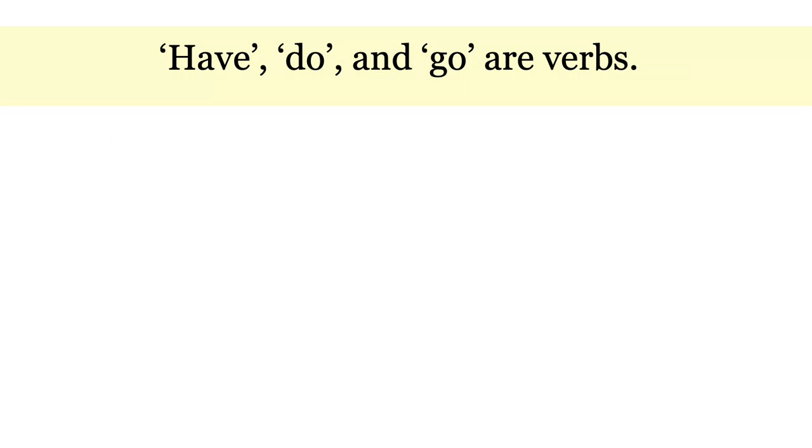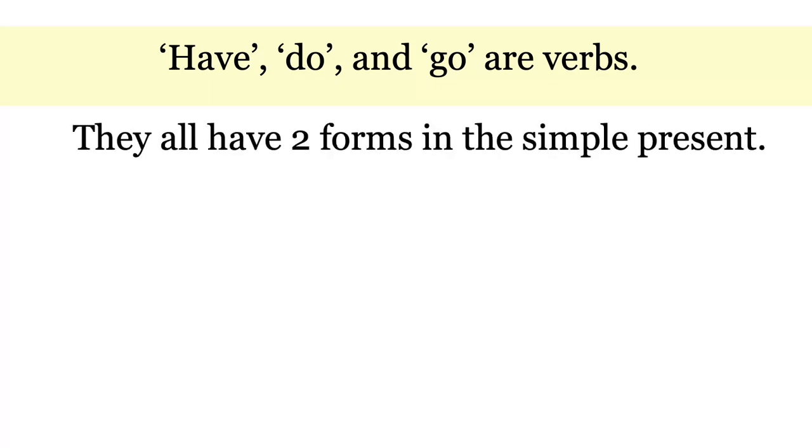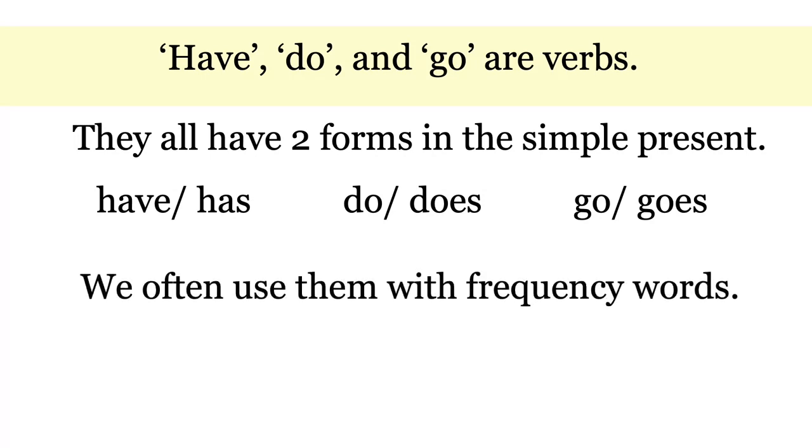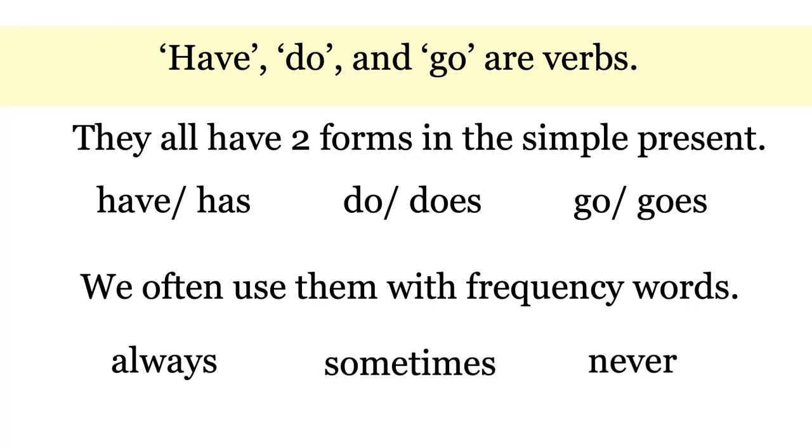Have, do, and go are verbs. They're very common. They all have two forms in the simple present. Have, has, do, does, go, goes. We often use them with frequency words, like always, sometimes, and never.